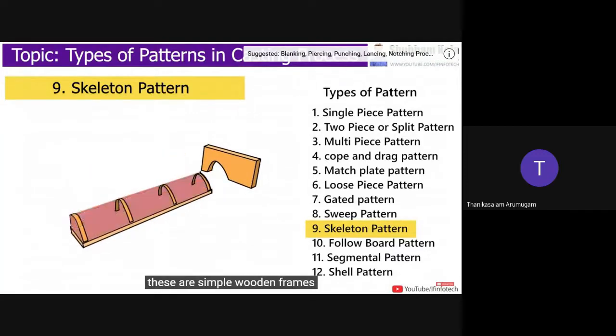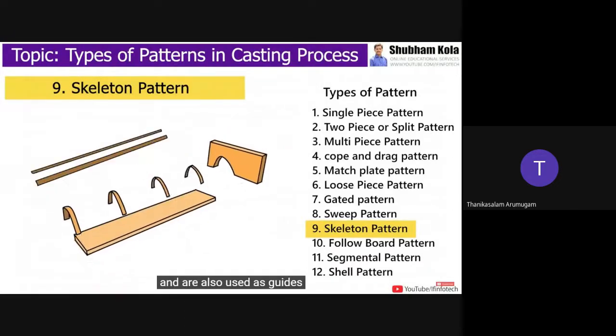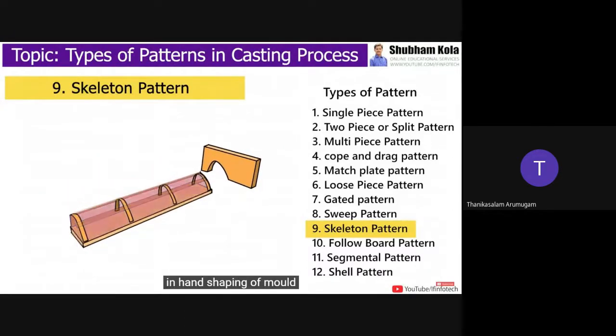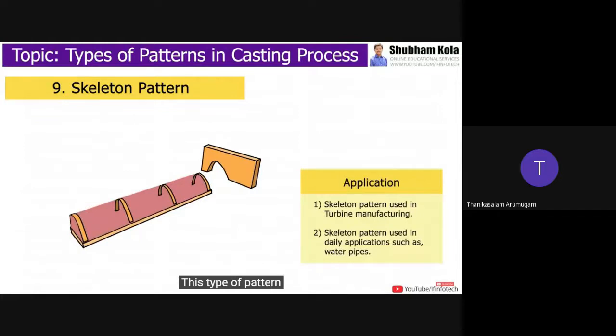These are simple wooden frames that outline the shape of the part to be cast and are also used as a guide by the molder in hand shaping of the mold. This type of pattern is also used in pit or floor molding. The skeleton pattern is used in turbine manufacturing. It is also used in daily applications such as water pipes.